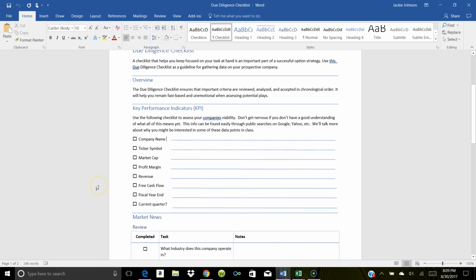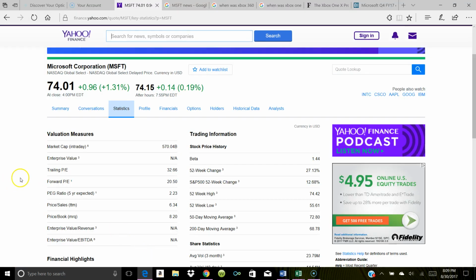So now the next one is market cap. Market cap is pretty much what the market values the company to be worth. So in this particular case, the market values Microsoft at $570 billion. The market says that Microsoft is valued at $570 billion. That's what we call a mega cap company. That's your blue chip company.